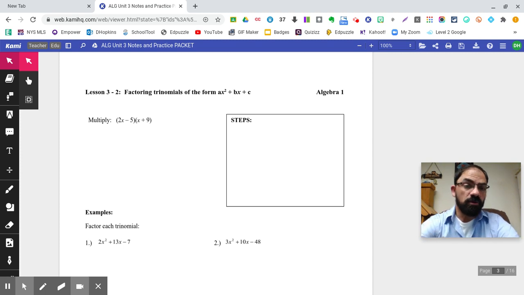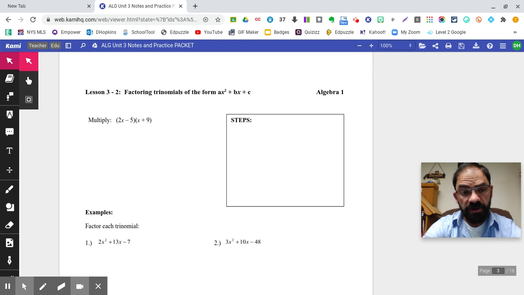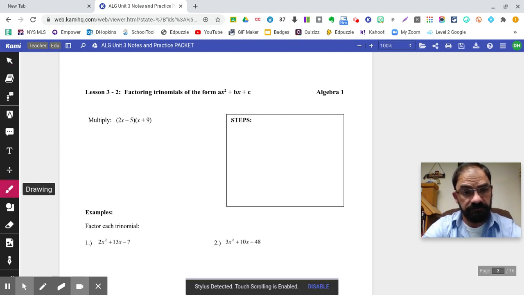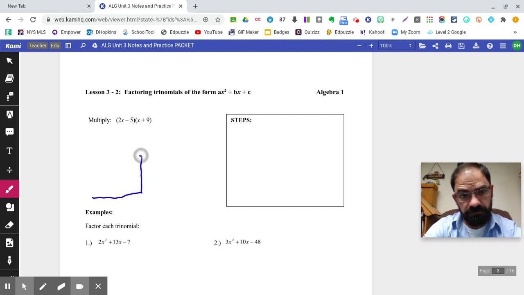So the first thing we're going to do is take this product of binomials and multiply them. We learned already the box method, so let's go ahead and take a look at that. We draw our 2 by 2 box. We have 2x and -5, and we have x and +9. So when we multiply, we have x times 2x.